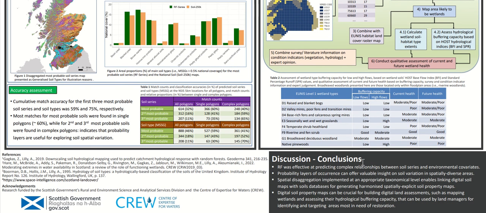So the conclusion of this work was that random forest was effective at predicting complex relations between soil series and environmental covariates. Probability layers are useful for providing an insight on soil variation. Spatial disaggregation implemented at an appropriate taxonomical level can be used to generate harmonized soil property maps by linking with soil databases, and digital soil property maps can be used to build digital land assessments, such as those presented here for mapping wetlands and assessing their hydrological buffering capacity, that can be used by land managers for identifying and targeting areas most in need of restoration.